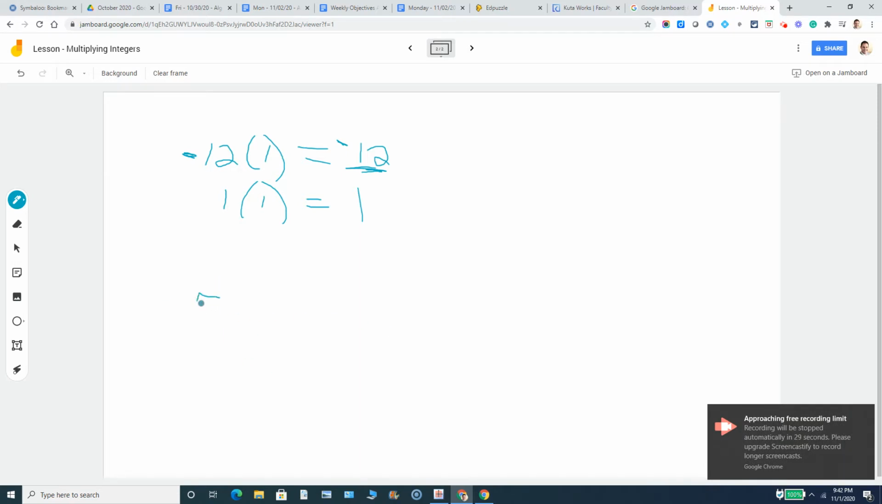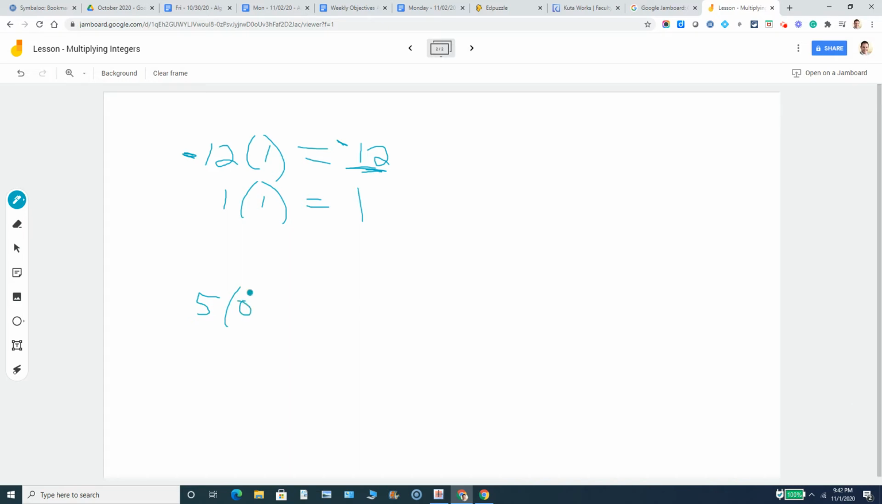So for example, 5 times 0 is 0. Or even 0 times 1,000 or a negative 1,000. Okay, it doesn't matter the signs for this one. Any number times 0 is 0. 0 is neither positive nor negative.